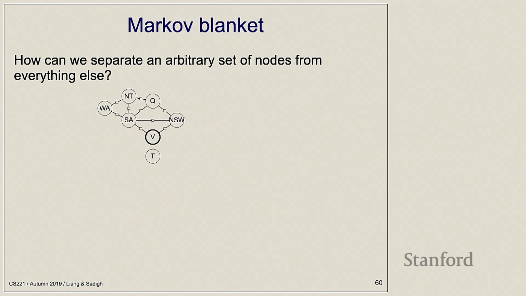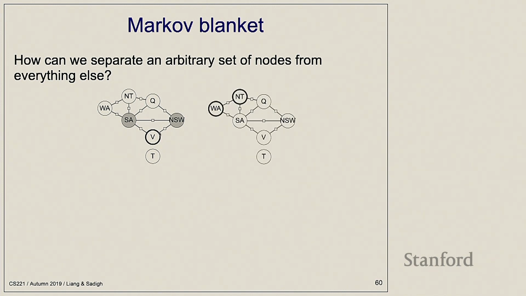There's another notion, a Markov blanket. I've chosen some subset of the graph, in this case V, and I want to make it independent. What are the variables I have to destroy in order to make my variable an island? In this case, it would be SA and NSW. If you condition on these, then V becomes an island and it's independent. If you wanted to make this subset independent, you would condition on Q and SA. The set of nodes that you have to condition on is called the Markov blanket of the set of nodes that you want to be independent.